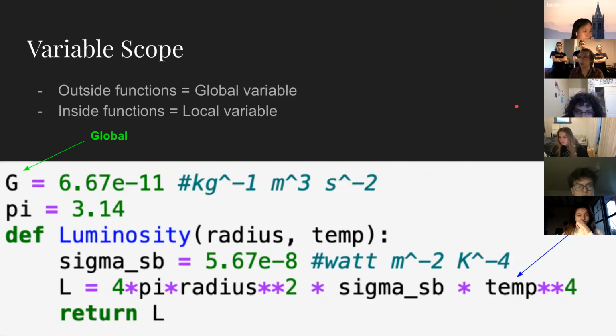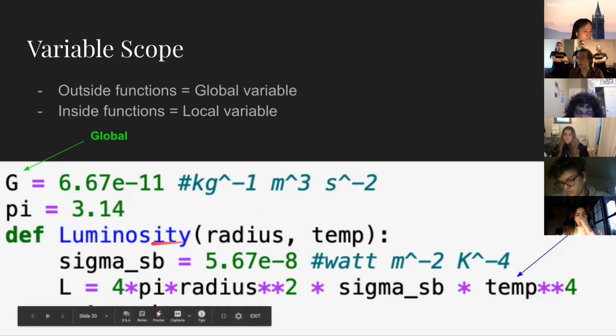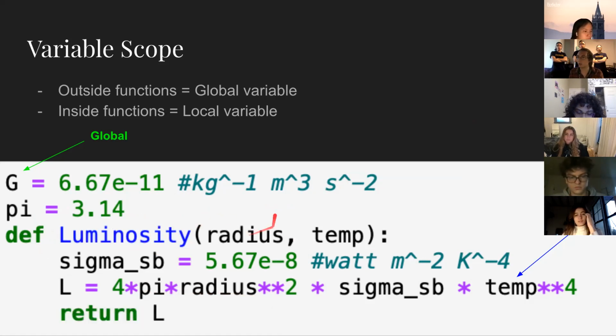Variable scope. Variables that are outside of functions are global variables, and variables that are inside of functions are local variables. Now, what does that mean? Let's say I give you this example. I define a function called luminosity, where it calculates the luminosity of a star with a given radius and a given temperature. So radius and temperature are your input variables, or your arguments, into your luminosity function.